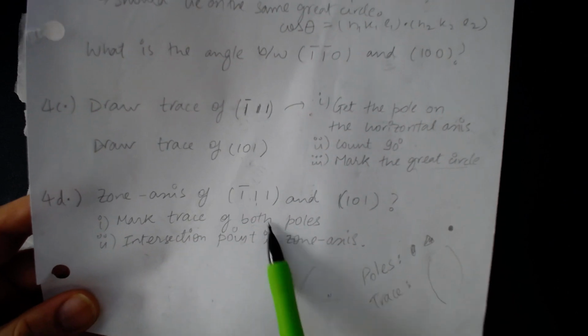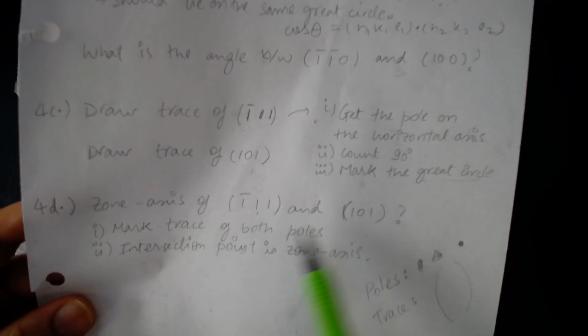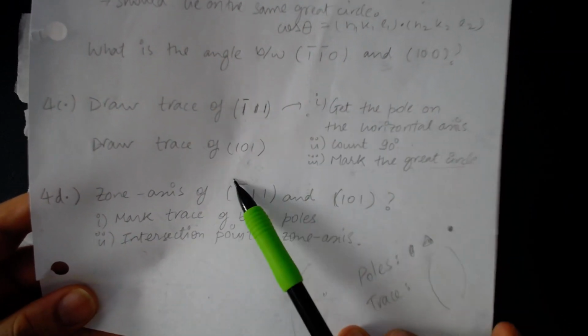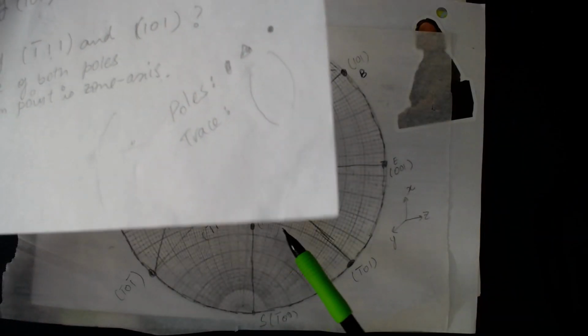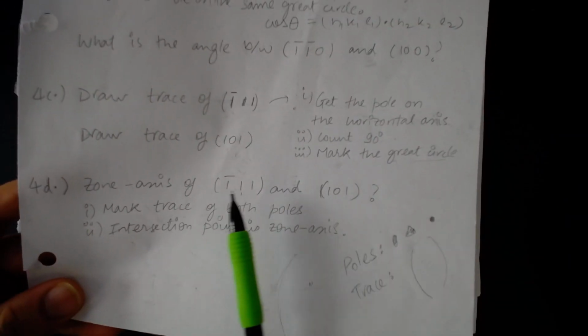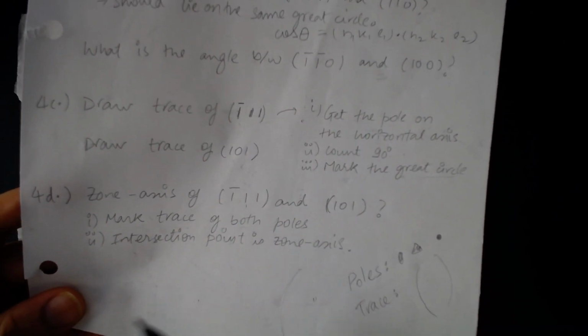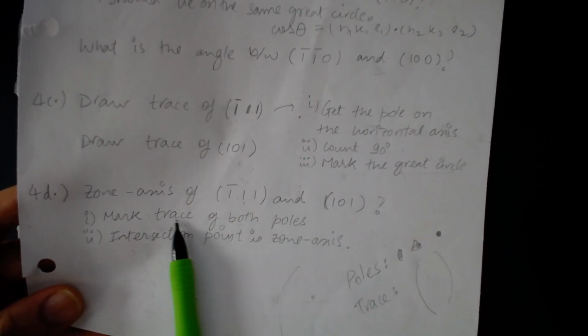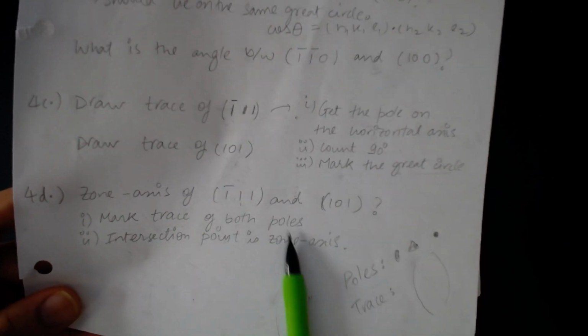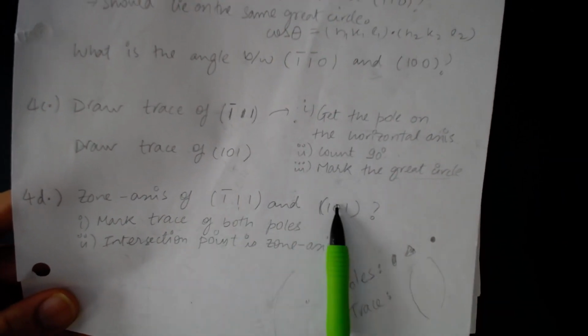Now someone asks you to calculate the zone axis of any two poles. I just chose these two poles for simplicity because we already marked the traces. But let's say there are two poles for which you have to calculate the zone axis. The steps are to mark the traces of both poles, pole A and pole B, on the net, and the intersection point is the zone axis.